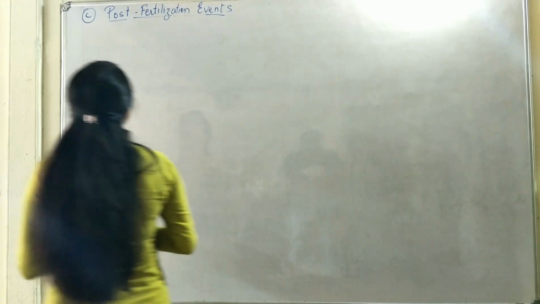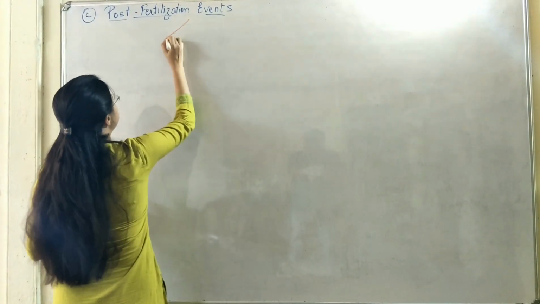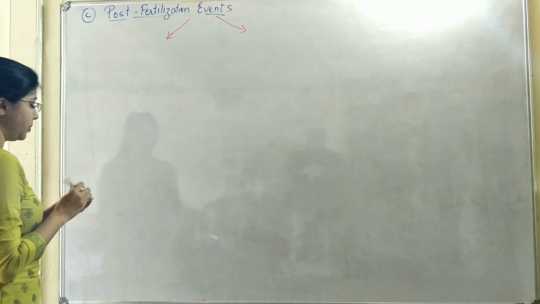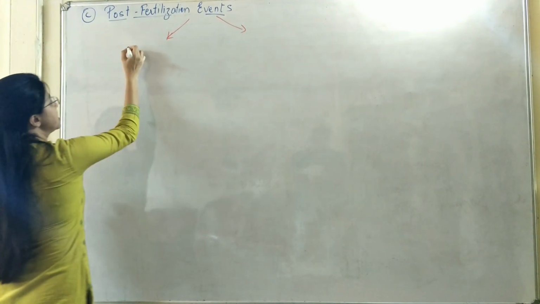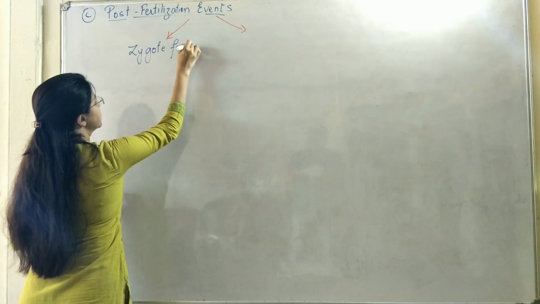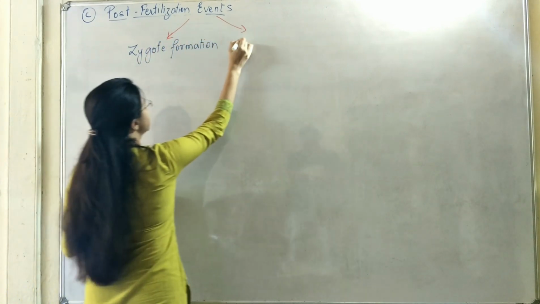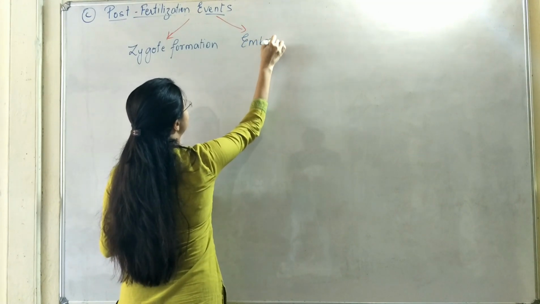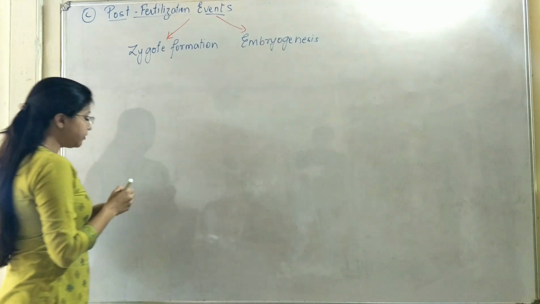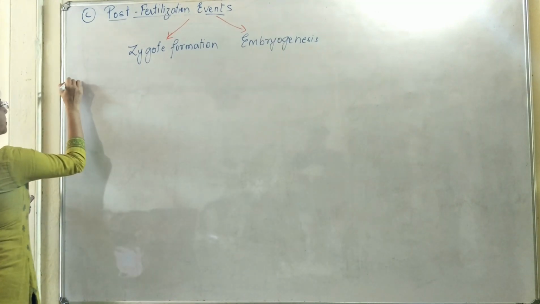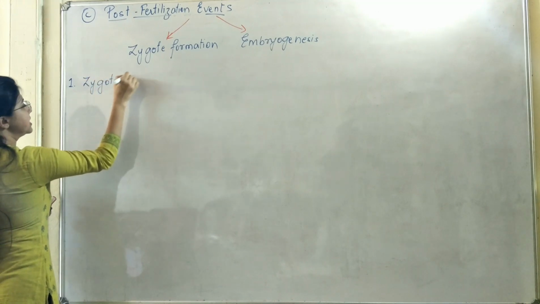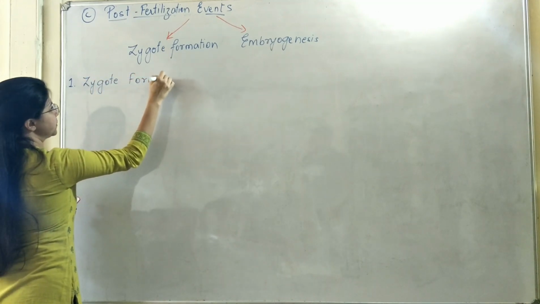Now if you see the post-fertilization events, there are two major events that take place. One is the zygote formation and the second is embryogenesis. So we will first discuss the first process of the post-fertilization event, that is zygote formation.